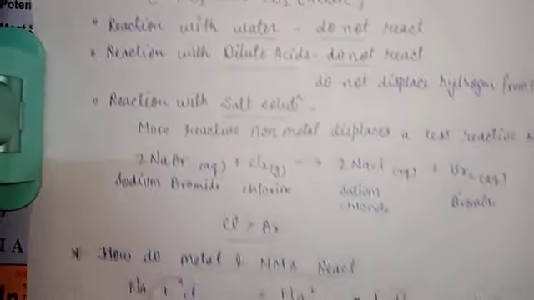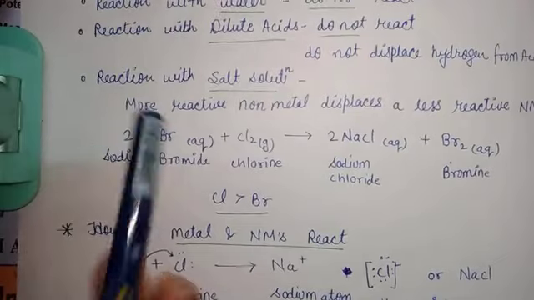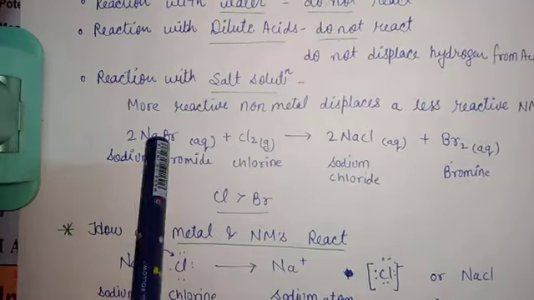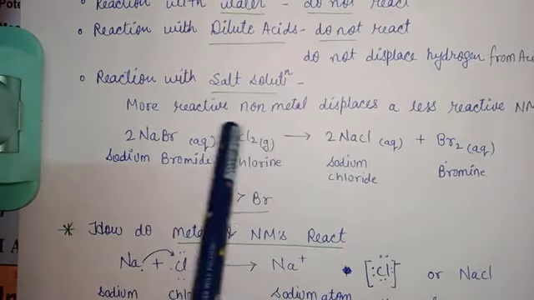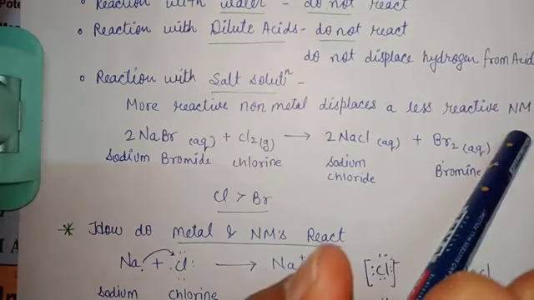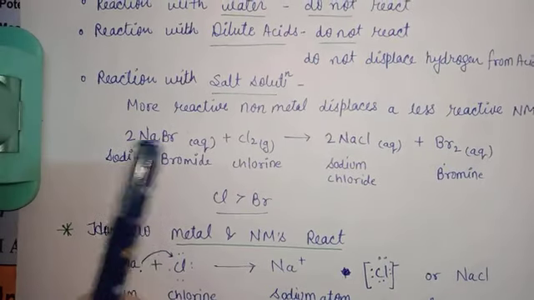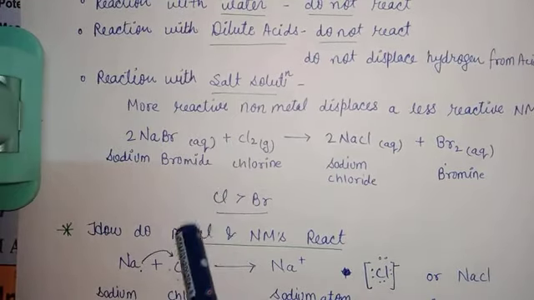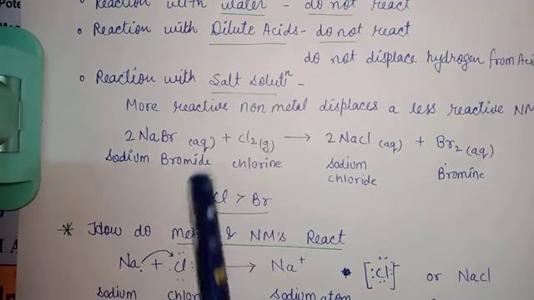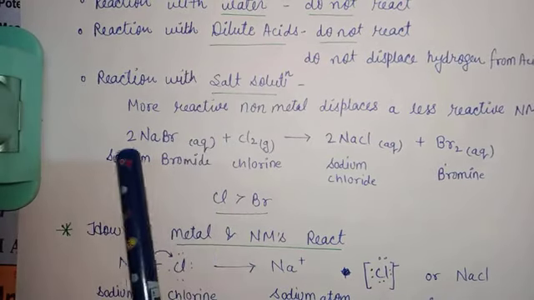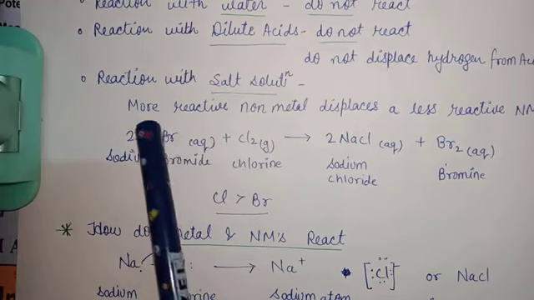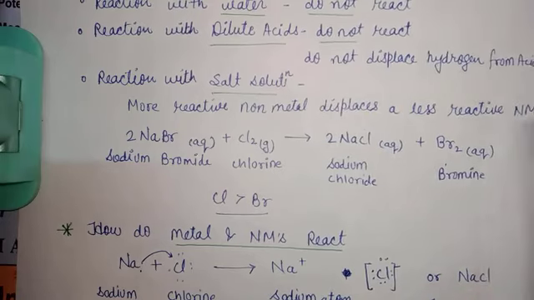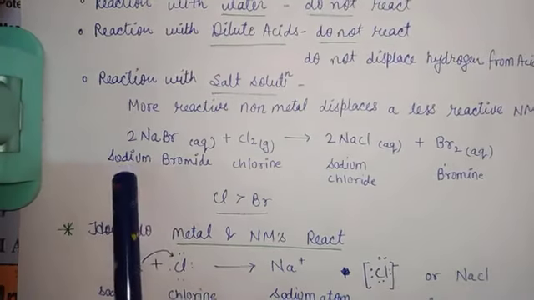Next we see the reaction with salt solution. In a non-metal reaction with salt solution, a more reactive non-metal displaces a less reactive non-metal. As I said earlier in the behavior of metals, the more reactive metal displaces the less reactive metal. In the same way, from the salt solution, a more reactive non-metal displaces the less reactive non-metal. Take an example and understand it better.